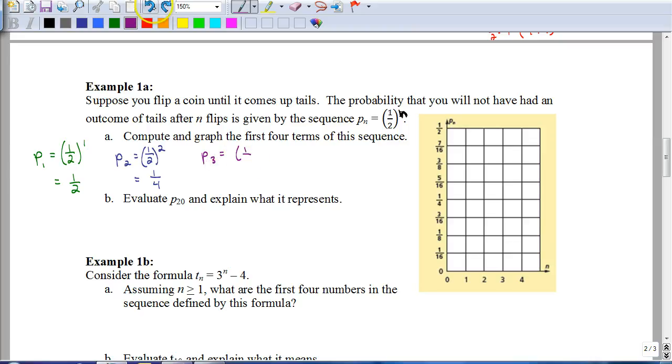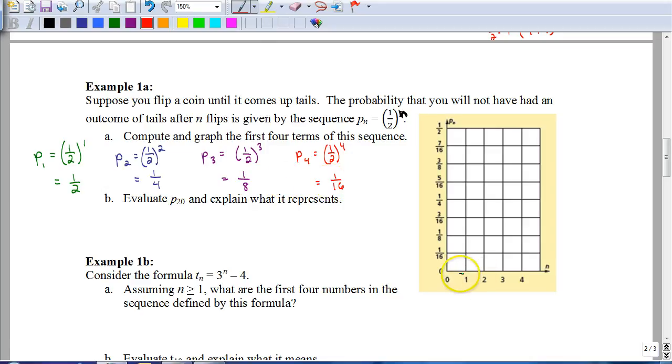So the third term of the sequence is going to be 1/2 cubed. And 1 cubed is 1, 2 cubed is 8. And lastly, the fourth term of the sequence means I'm going to have 1/2 to the fourth power. Again, 1 to the fourth power is 1, 2 to the fourth power is 16. So the first 4 terms in my sequence are 1/2, 1/4, 1/8, and 1/16.